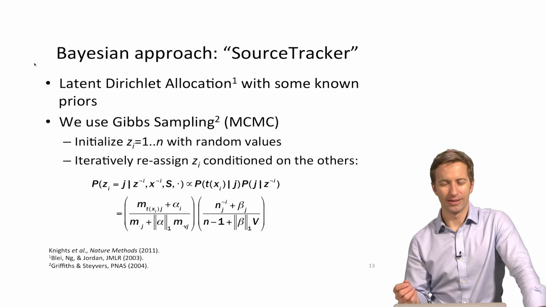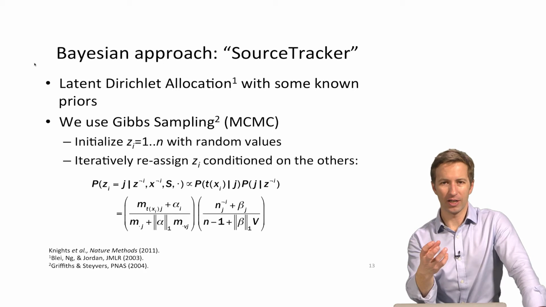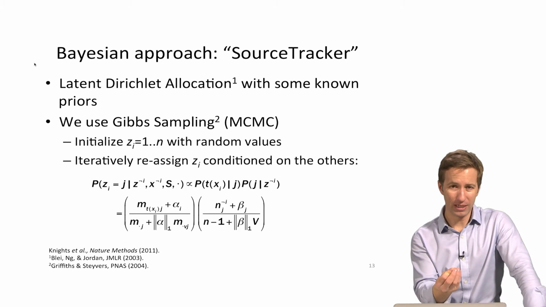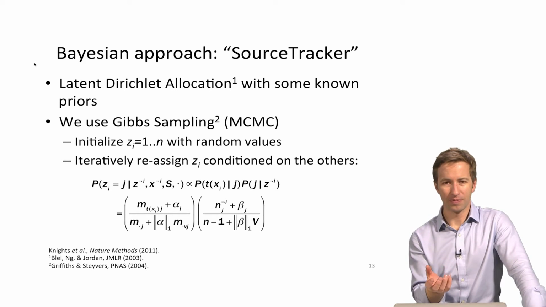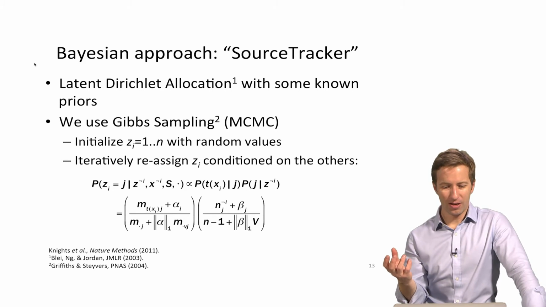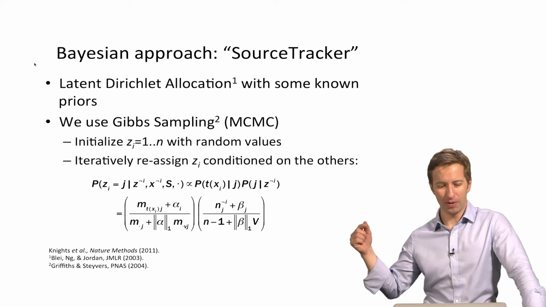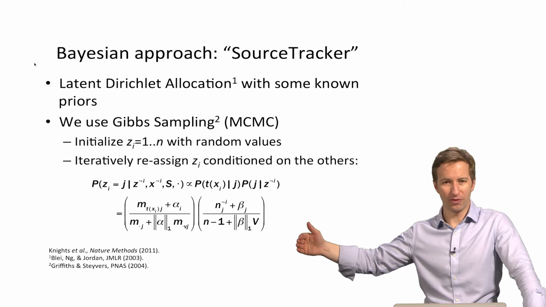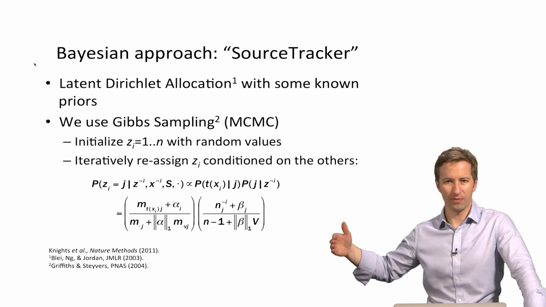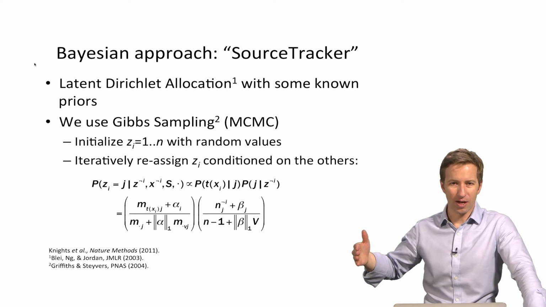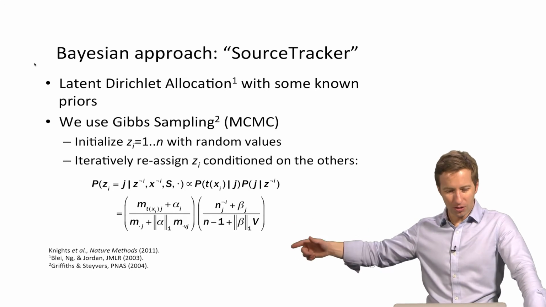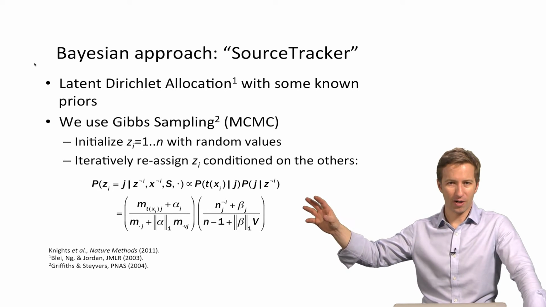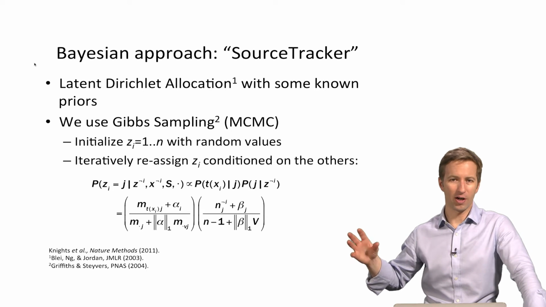So it's quite simple to implement. You literally just assign each observation of each taxon in the sink sample to a different random environment at the start. And then you can calculate the probability of that observation of that species, or OTU, coming from a given source, given all of the other assignments, which are random at first. It's just this equation, which is the current probability of that taxon in that source environment, and the current probability of that source environment in the sink sample.